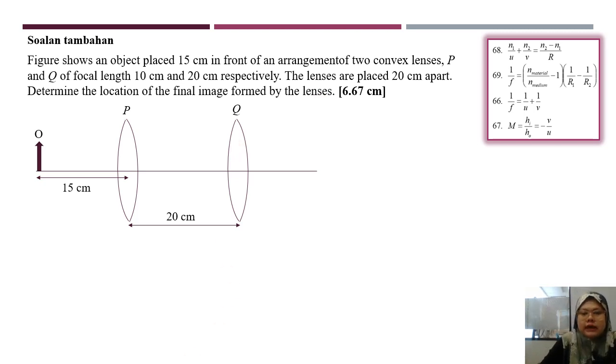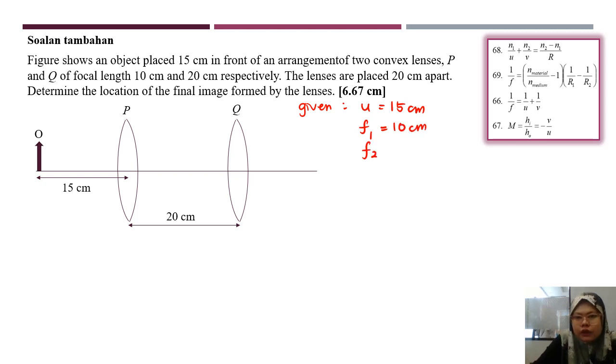Right, so jadi sekarang ni according to the information given, so you ada U which is 15 cm. Okay, and then you ada focal length yang pertama for P which is equals to 10 cm. Okay, the next focal length for Q is equals to 20 cm. So we have two focal length here. And then the distance between P and Q is 20 cm. Right, so untuk cari the final image form, kita kena buat one by one lah. Okay, first we do for first lens dulu.